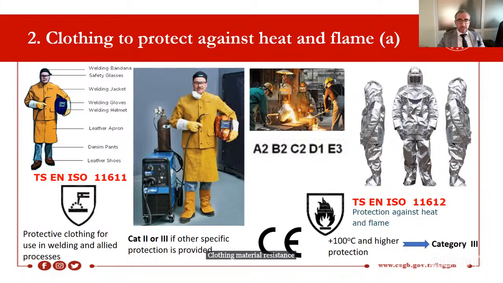Clothing material resistance to convective heat transfer from the flame is indicated with code letter B. Resistance to radiant heat is indicated with code letter C. Resistance to molten metal splash is indicated with code letter D. Resistance to molten iron is indicated with code letter E. Let's repeat the important parts again. Protective clothing against heat and flame is described in the standard EN 11612, and protective clothing for use in welding and allied processes is described in the standard 11611, and the relevant pictograms are as you see here on the slide.